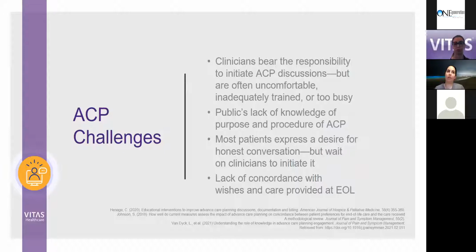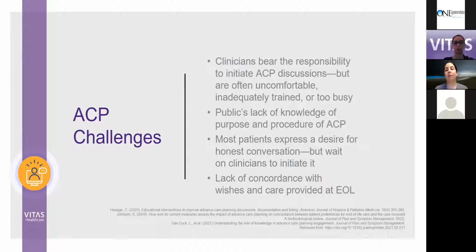One of the barriers that can also come up is the clinicians' aspect of initiating these advanced care planning discussions. They have the responsibility to start them, but they're often uncomfortable, they're not trained very well, or they're just too busy. They're not able to fit enough time into their busy clinic schedules or during their daily rounds in the hospital, because it can take up a lot of time.